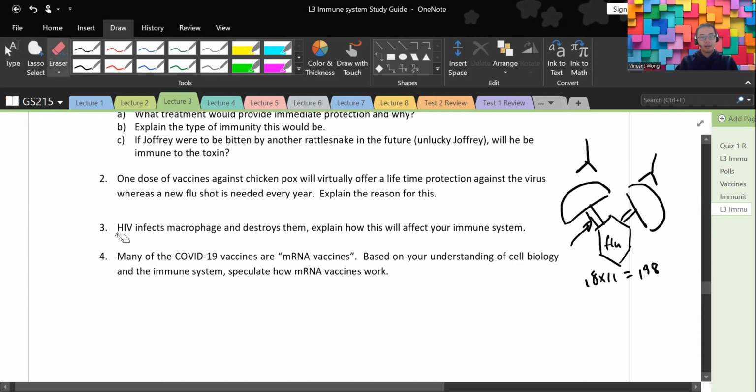HIV, which is the human immunodeficiency virus that causes AIDS, infects macrophages and destroys them. Explain how this will affect your immune system. Anybody want to take a crack at that?